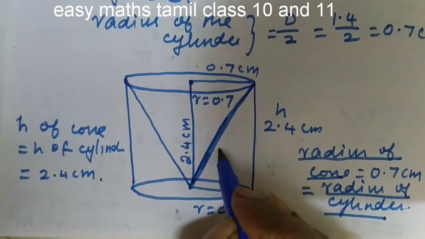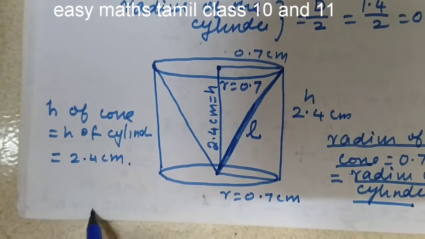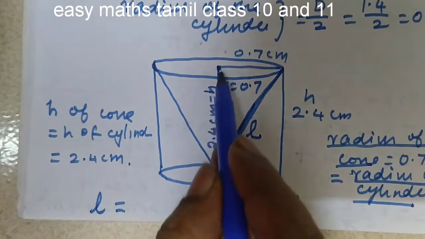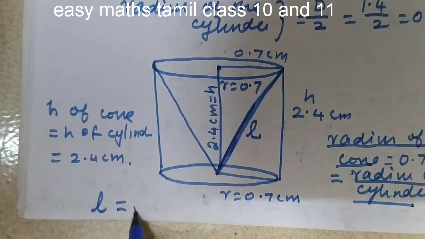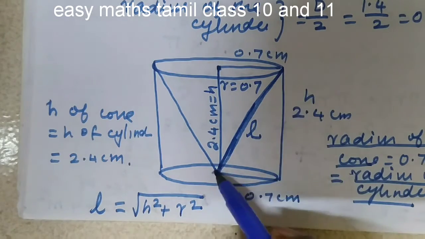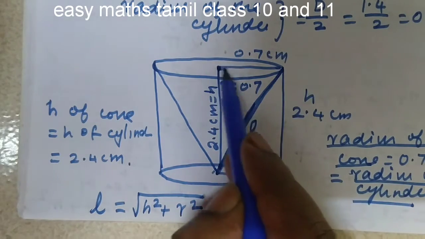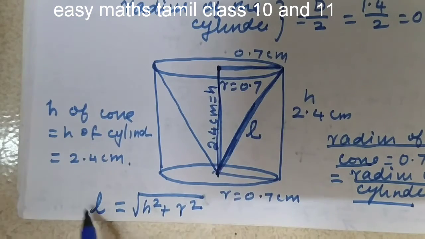Now find the slant height L. According to Pythagoras theorem, slant height equals square root of h square plus r square. This is the hypotenuse, and these are the other two sides. So L is equal to square root of h square plus r square.